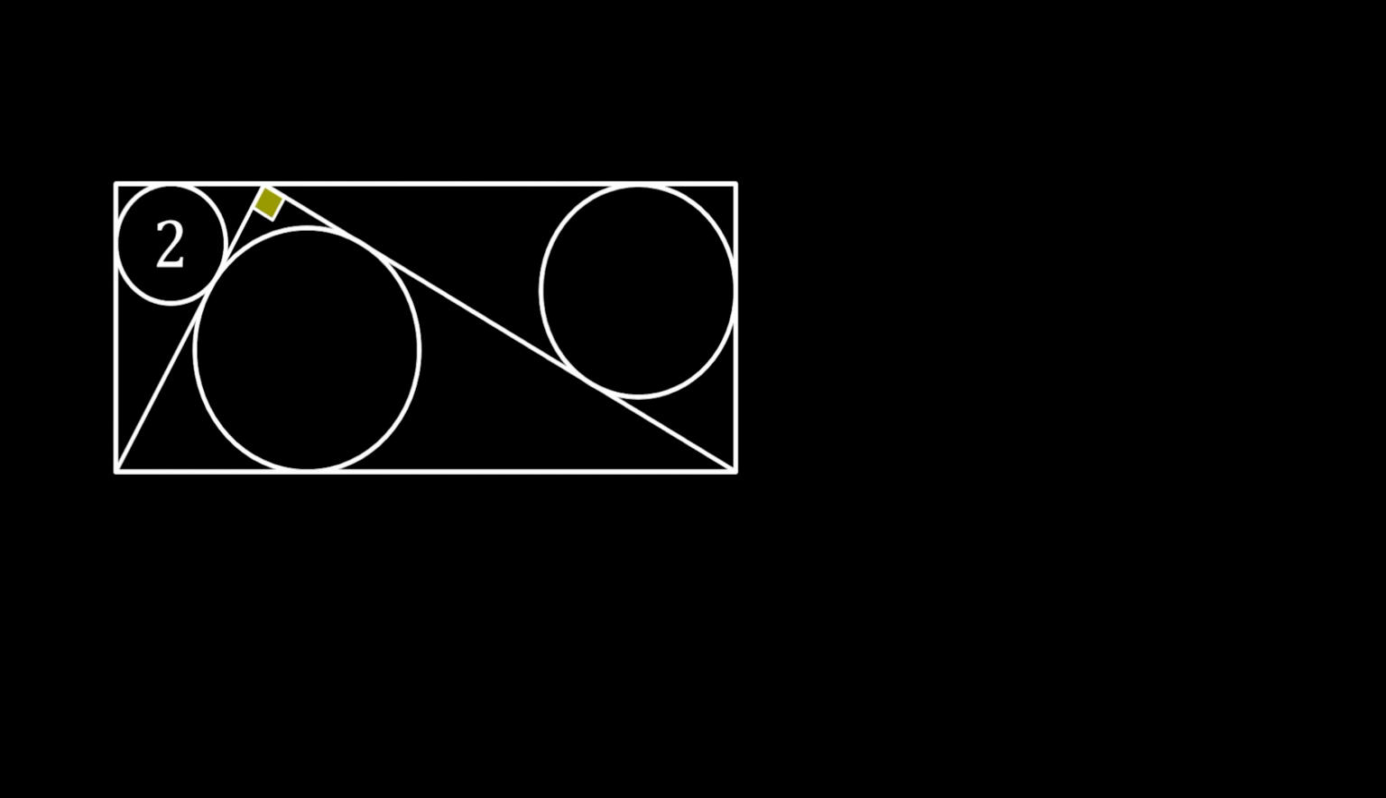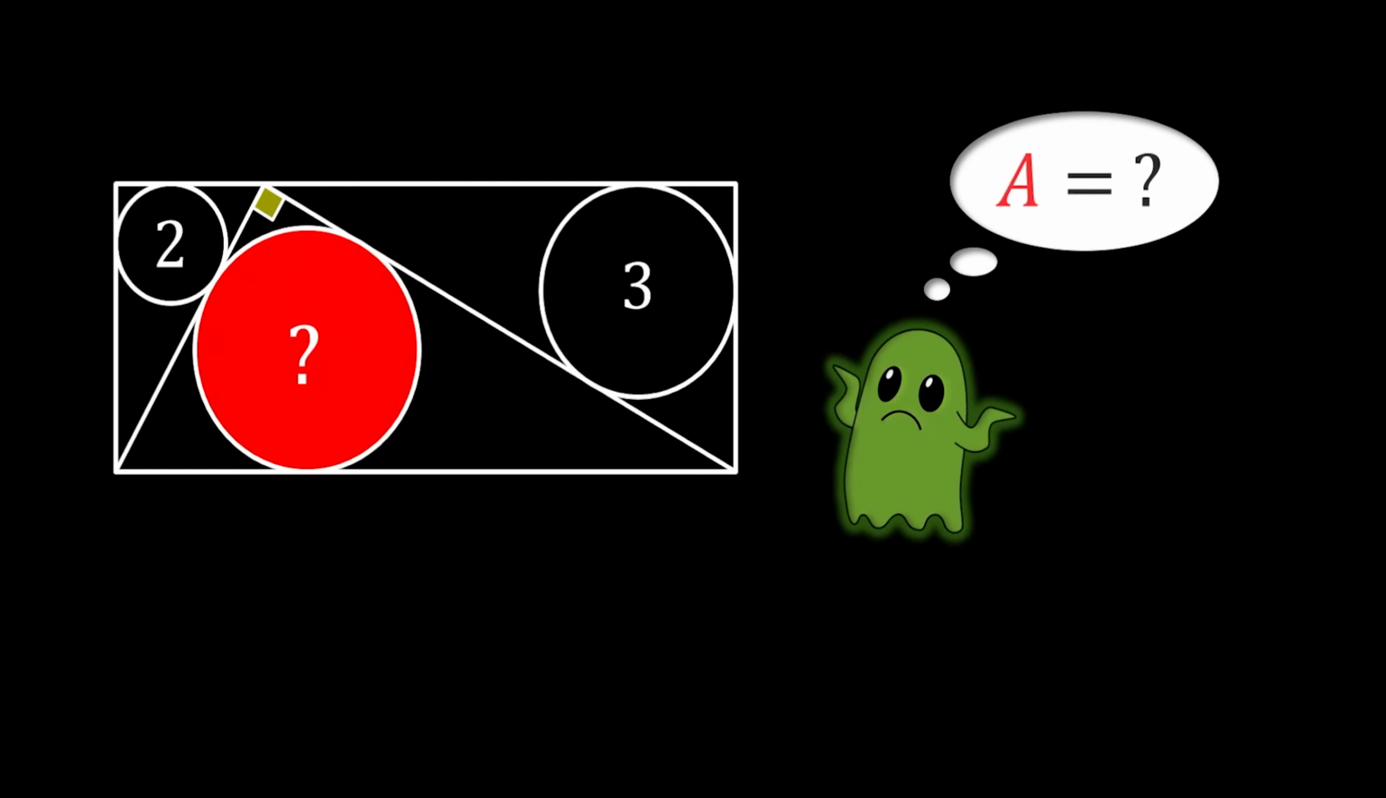Now, let's inscribe 3 circles inside our 3 triangles. And let's say that the circle on the left has the area of 2, the one on the right has the area of 3, and the question is, what is the area of the circle in the middle?